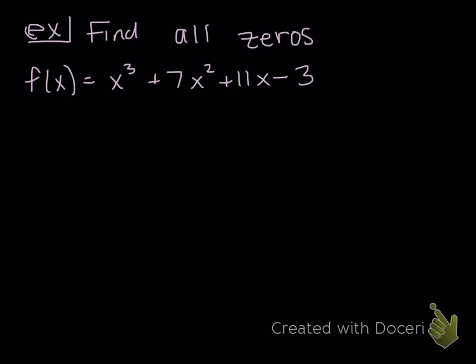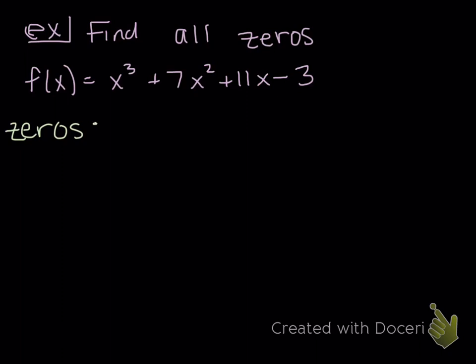So here we have f of x equals x cubed plus 7x squared plus 11x minus 3. Again, if you tried grouping it, it's not factorable. Notice I didn't give you a 0 this time. So now we're removing that stuff from you, and you have to determine it on your own. So we're going to start by making our list of possible zeros.